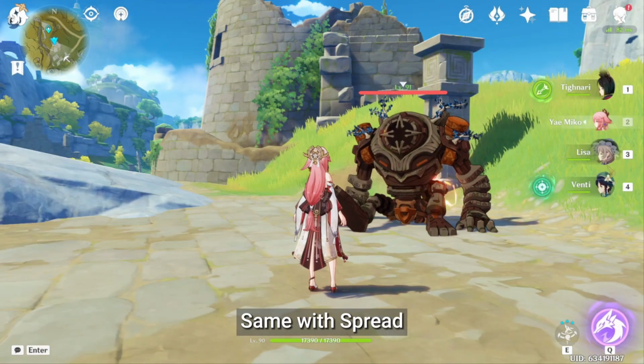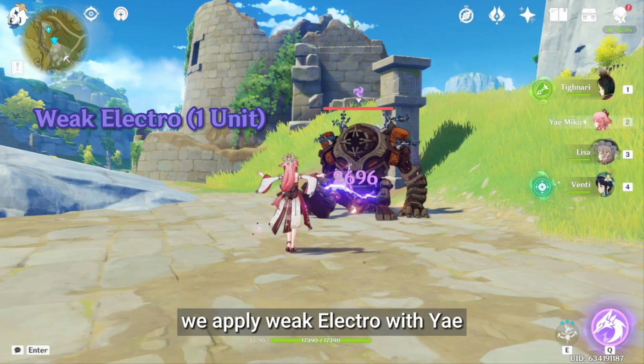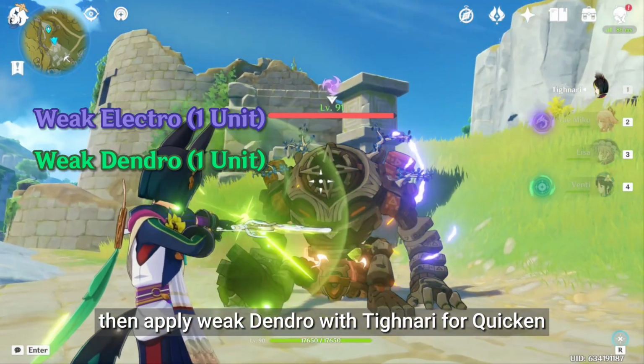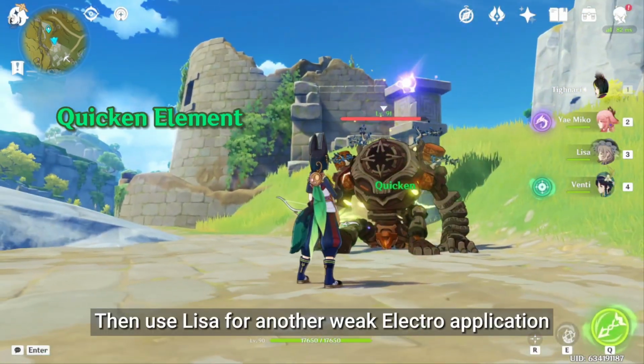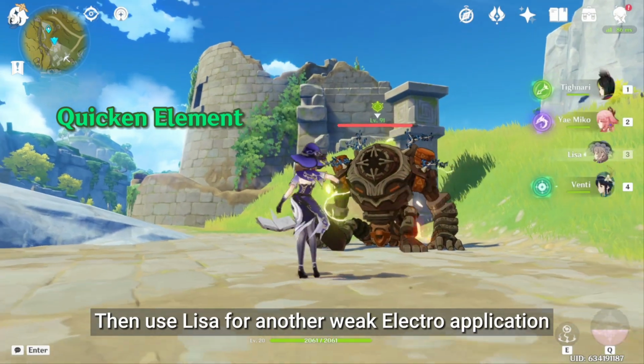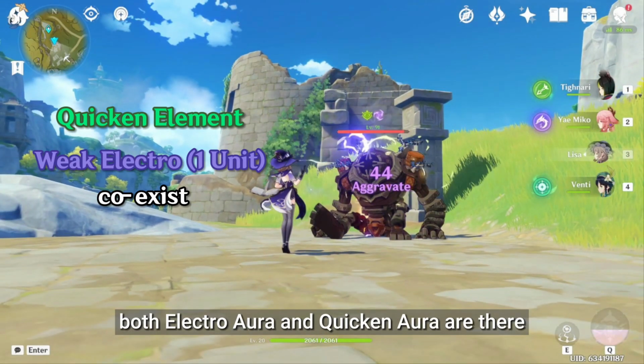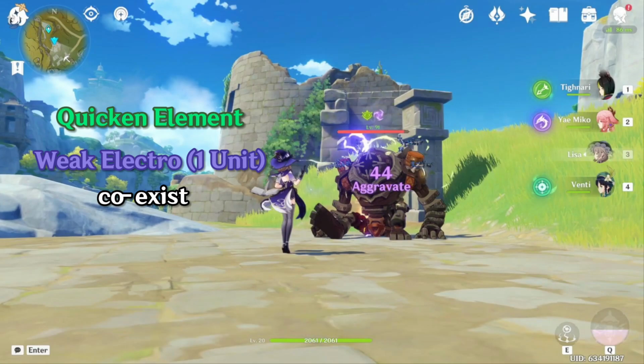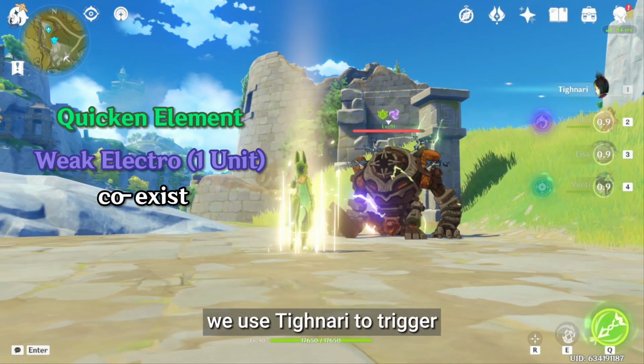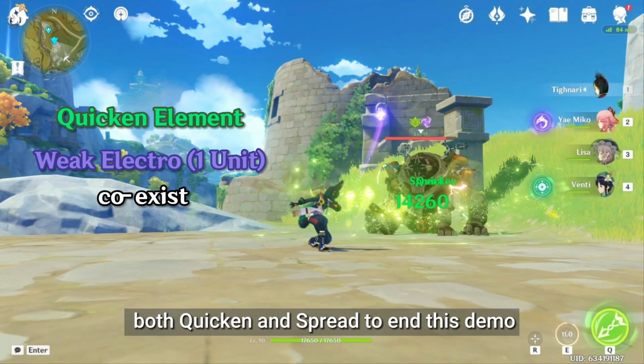simultaneously. Same with Spread. We apply weak Electro with Yai, then apply weak Dendro with Tinali for Quicken. Then use Lisa for another weak Electro application. And you can see both Electro Aura and Quicken Aura are there. At last, we use Tinali to trigger both Quicken and Spread to end this demo.